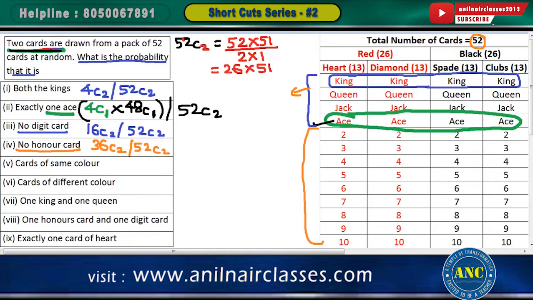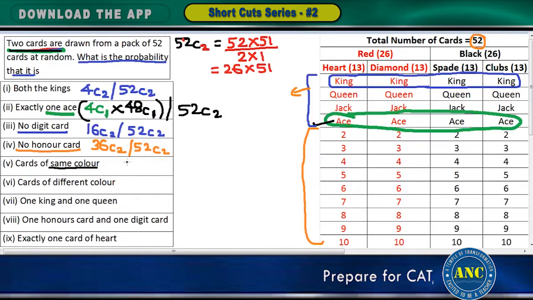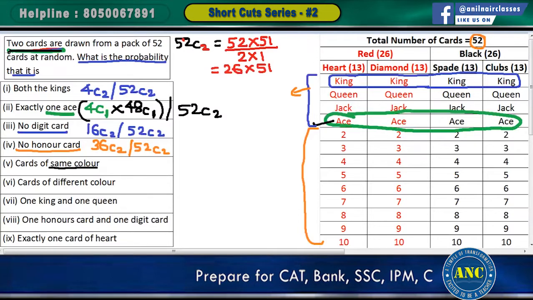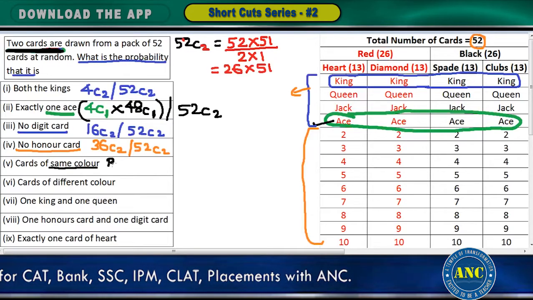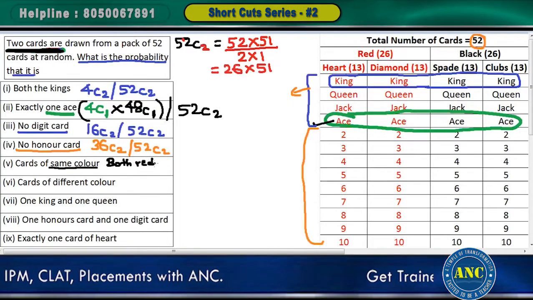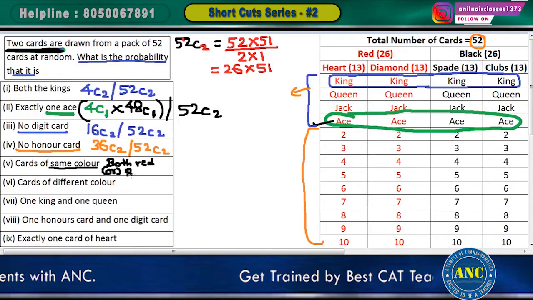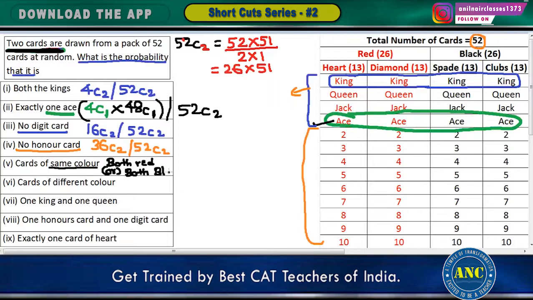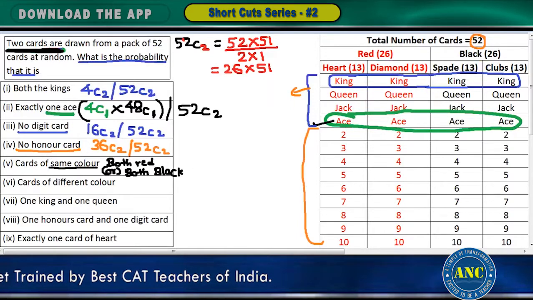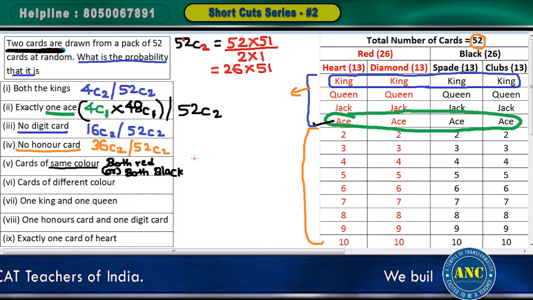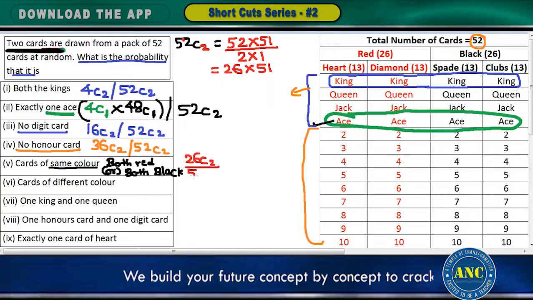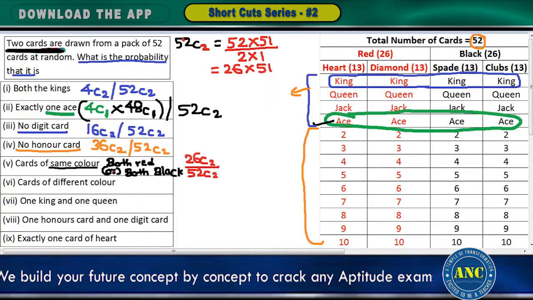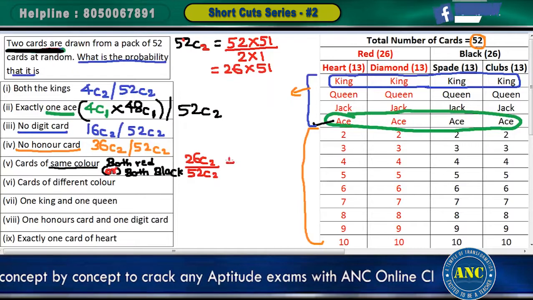Now see the next question. Fifth question. Cards of same color. What is the meaning of same color? First of all, I should draw 2 cards. Same color means it can be both red, or it can be both black. Now, if I write it in nCr form, both red means out of total 26 red, select any 2 red, divided by the total number of cases, 52C2, or, which is nothing but addition.